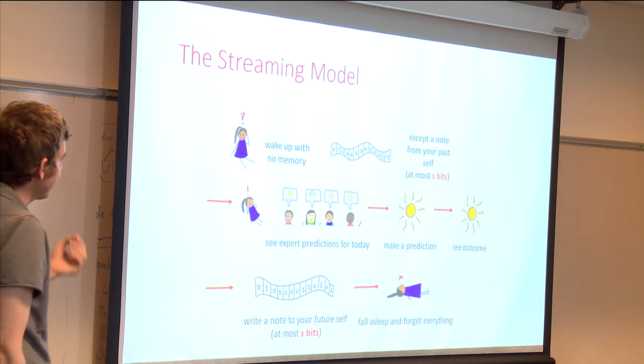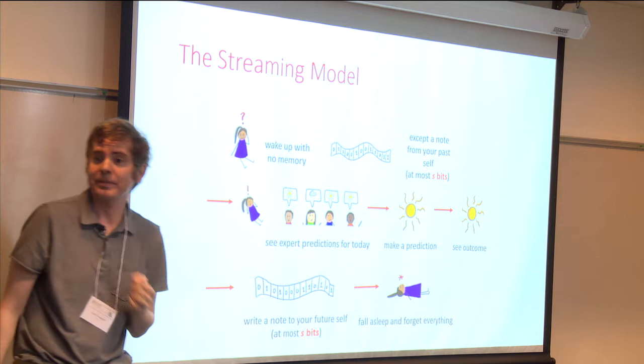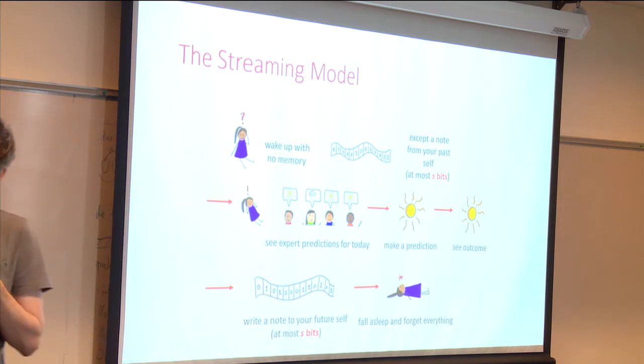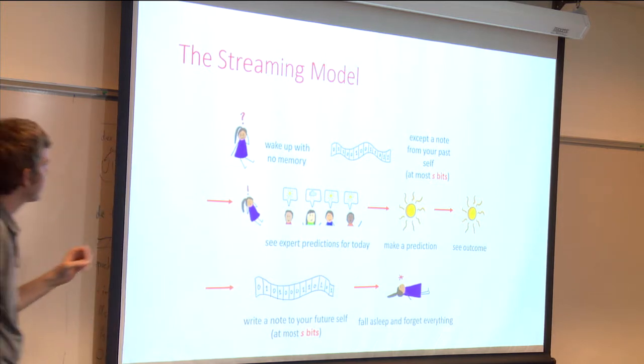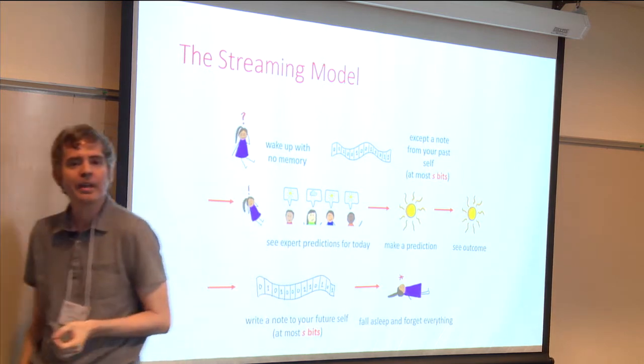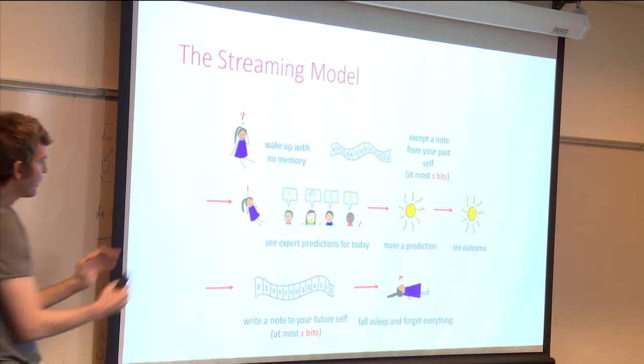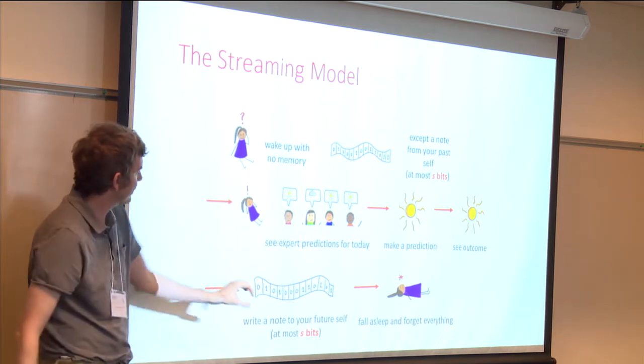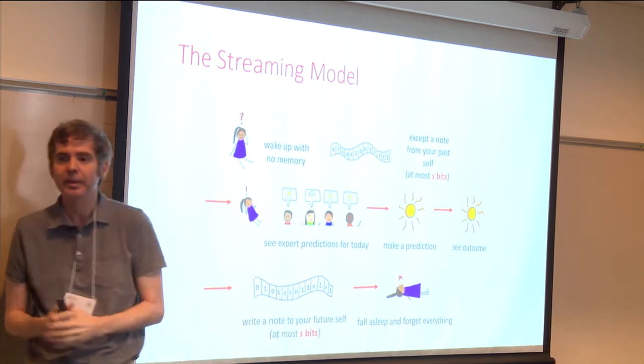So our upper bounds will... Yeah, question. You have to stream over the n? Yeah, very good. Thanks, Hwa-Chun. The upper bounds will actually work when you stream through the expert predictions, and the lower bounds will hold even if you get to see all the predictions at once, and you just store this in between days.